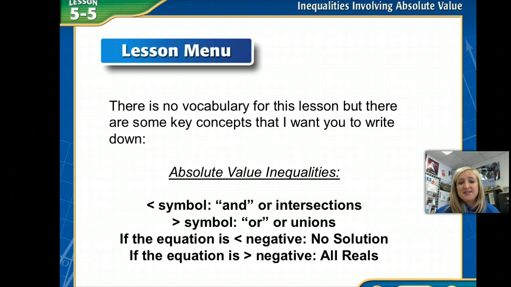There's no vocabulary for this lesson, but there are some key concepts that I want you to write down that are going to be further explained throughout the lesson. The first one is that the less than symbol represents our ands or our intersection. Our greater than symbol is our ors or our unions going in the opposite direction. If the equation is less than a negative, it is no solution. And if the equation is greater than a negative, it's all real numbers. Again, I want you to write these key concepts down and they will be further explained in the lesson.